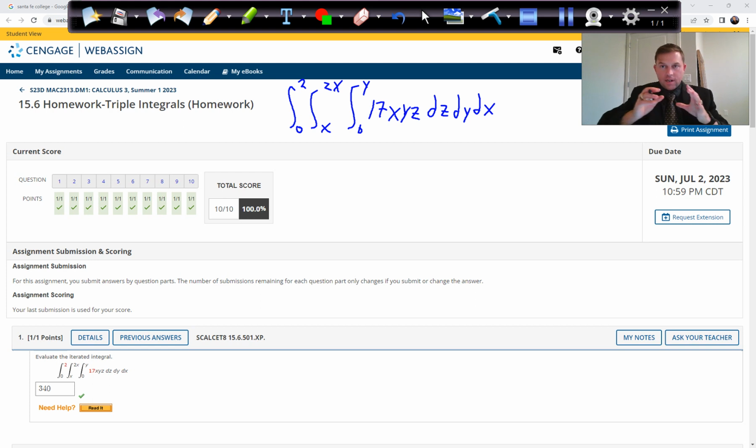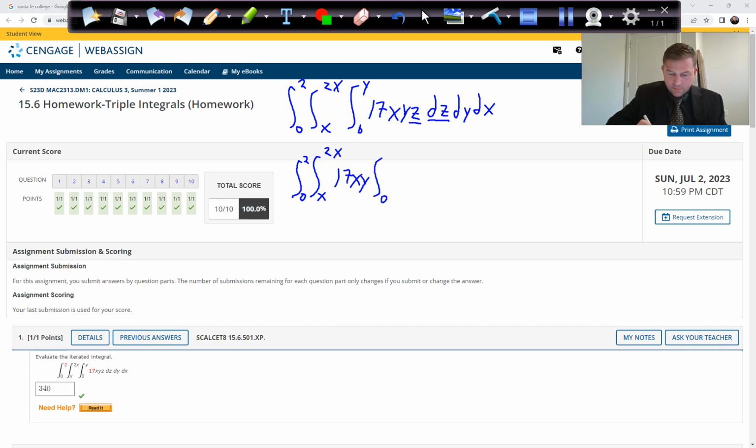So we work inside out. The first thing we're going to look at is dz. Therefore, the only variable there is z. Everything else is a constant. So we can write this as the integral from 0 to 2, x to 2x of 17xy, pull those out, the antiderivative from 0 to y of z dz dy dx.